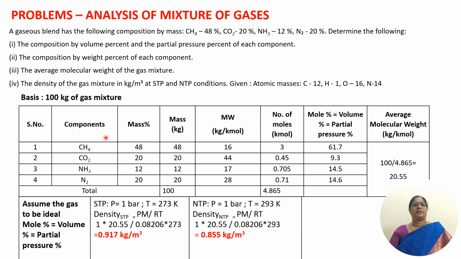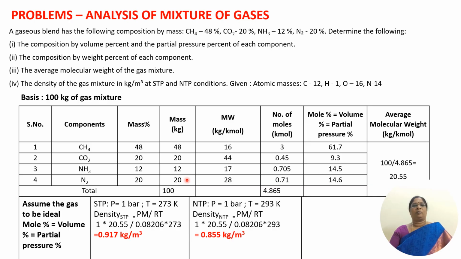First, let us list out all the components present in the problem: CH4, CO2, NH3 and N2. It is given in mass percentage. While solving this problem, we have to clearly see in what form the composition is given, either mass percentage, mole percentage or volume percentage. In the given problem, the composition is given in mass percentage. So list out the mass percentages 48, 20, 12 and 20, which can be directly taken as mass in terms of kg, that is 48, 20, 12 and 20.